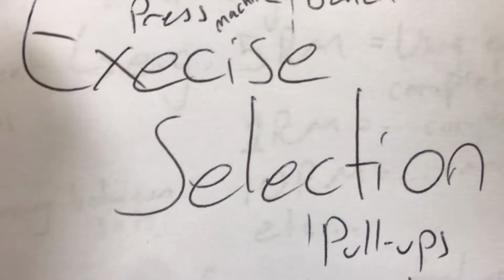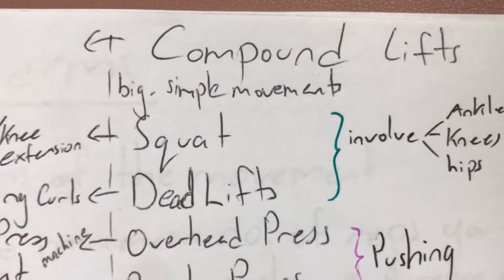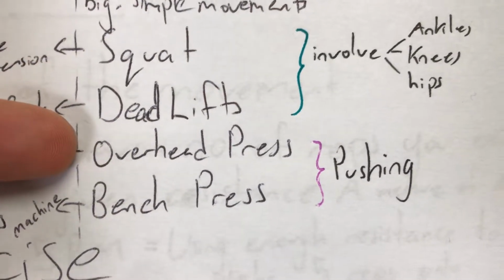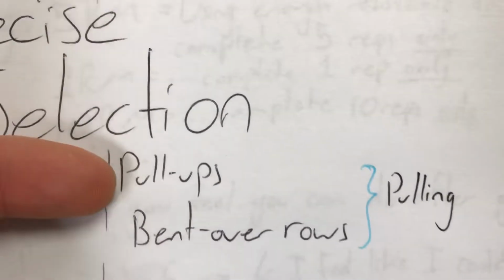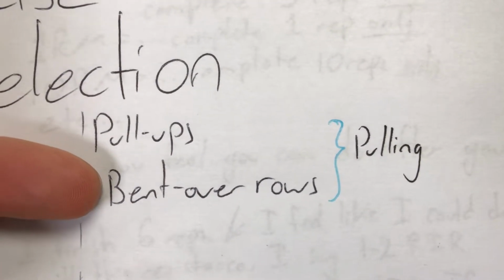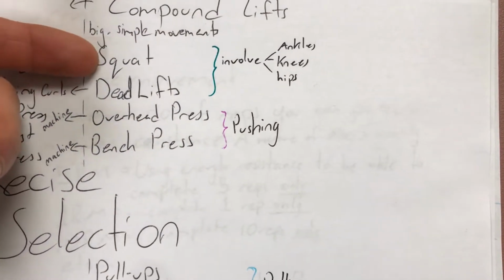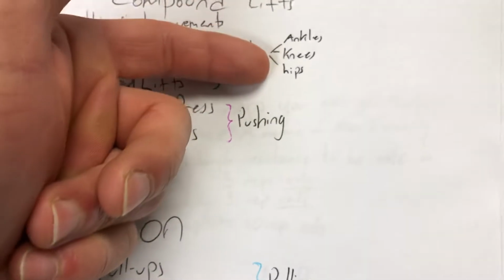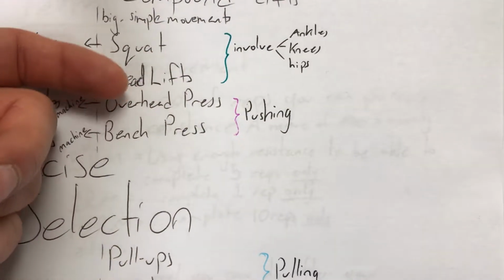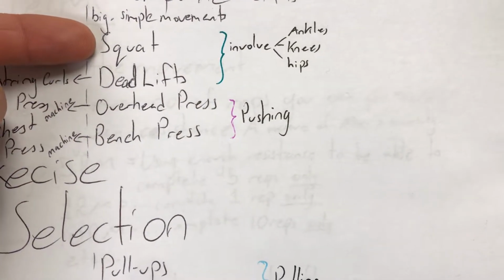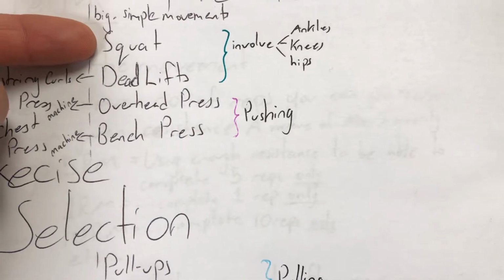We've got exercise selection. Now, there are two types of exercises that I would personally use. There are compound lifts, which are big and simple movements. We've got the squats, deadlifts, overhead press, bench press, pull-ups, and bent over rows. You'll notice that next to each of these exercises, I've got little brackets. So both squats and deadlifts involve the ankles, knees, and hips. Because they both involve the same joints, I typically just use squats, and in particular, I personally use front squats.